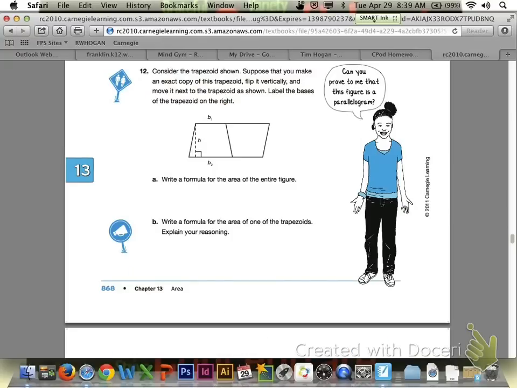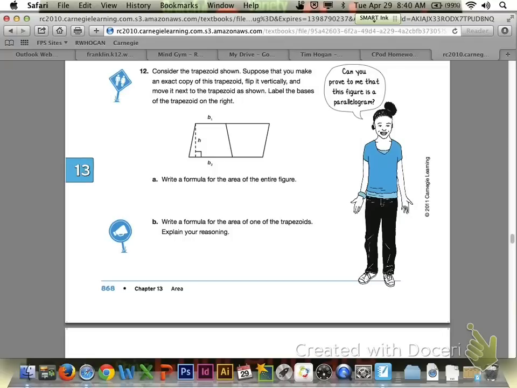If you take a look at number 12 on page 868, it says, consider the trapezoid shown. Suppose that you make an exact copy of this trapezoid, flip it vertically, and move it next to the trapezoid as shown. Label the bases of the trapezoid on the right. What we are going to be doing is coming up with a formula to find the area of a trapezoid based off of the area of the trapezoid that you found in question 10. We're going to use that example to come up with our formula. So go ahead and label, like it asks you to, the bases for the trapezoid on the right, and then answer letter A and letter B with your group members.